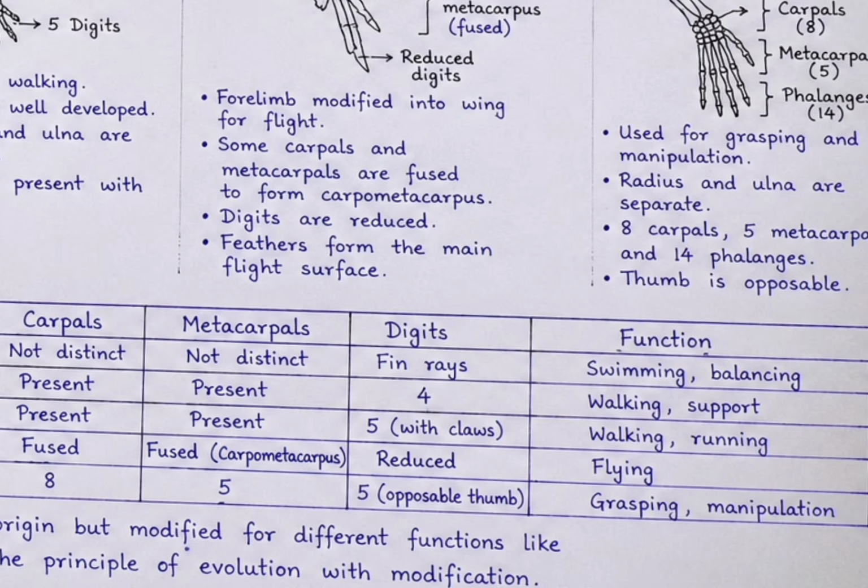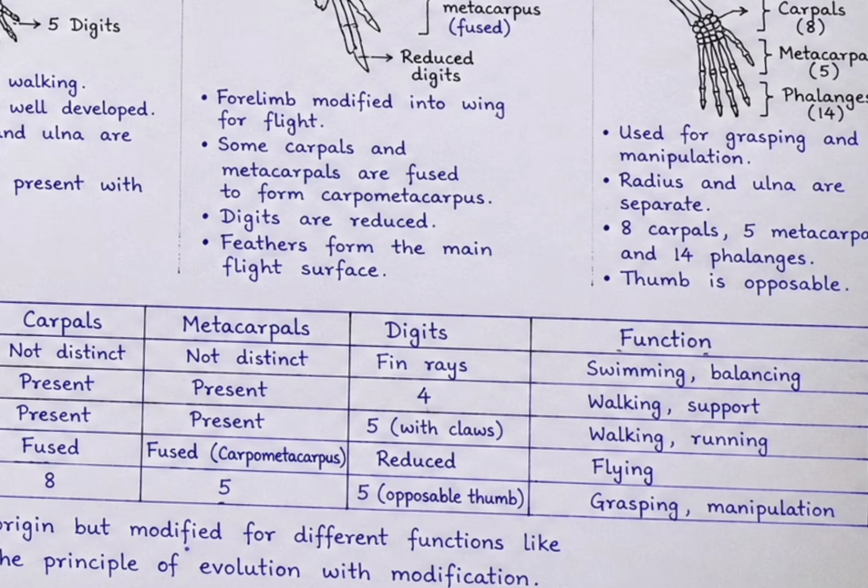Next, metacarpals. There are no distinct metacarpals in fishes; frog and lizard have them present, and in pigeon they are fused as the carpometacarpus. In humans there are 5 metacarpals. Digits: in fishes they are modified as fin rays; in amphibians there are 4; in reptiles there are 5 with claws; in pigeon, Aves, they are reduced; human beings have 5 with an opposable thumb.